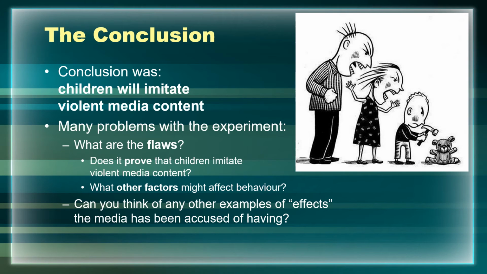However, there are problems with this experiment. There are pretty significant problems with this experiment, and it has been debunked. It has been shown to be inaccurate because it doesn't prove that children imitate violent media content, because basically it doesn't take into account any other influences on those children apart from watching the Bobo doll video. It doesn't take into account the context of those children's lives.